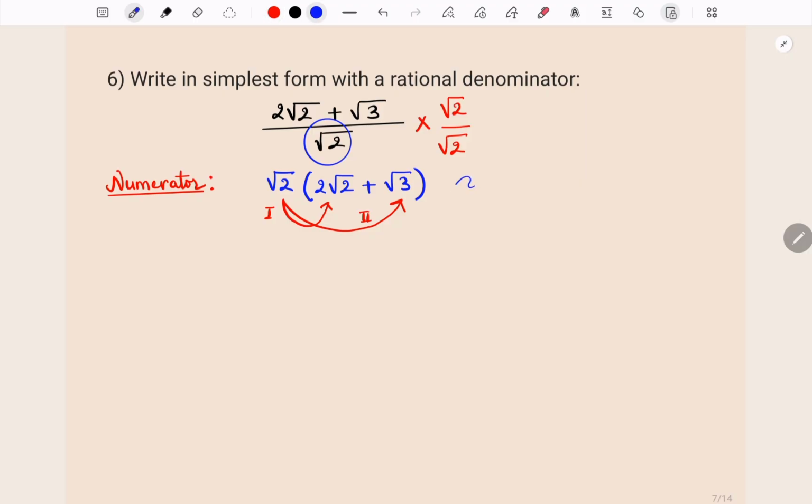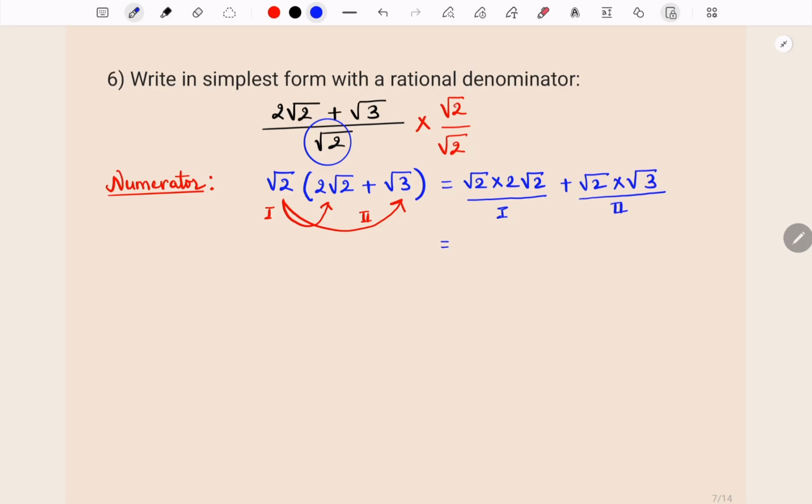So we have root 2 multiplied by 2 root 2. That is the first multiplication. Let me write it as first. And then we have the second multiplication. Root 2 times root 3 is plus root 2 times root 3, and this is the second multiplication.